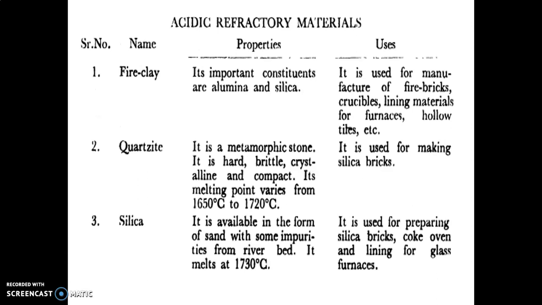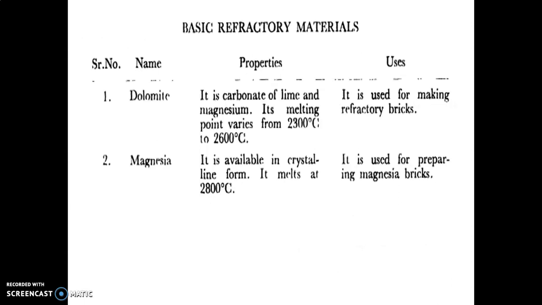Acid refractory materials. The acid refractory materials are fire clay, quartzite, and silica. Fire clay: its important constituents are alumina and silica. It is used for the manufacture of fire bricks, crucibles, lining materials for furnaces, hollow tiles, etc. Quartzite: it is a metamorphic stone. It is hard, brittle, crystalline, and compact. It is used for making silica bricks. Silica: it is available in the form of sand with some impurities from the bed. It is used for preparing silica bricks, coke oven, and lining for glass furnace.